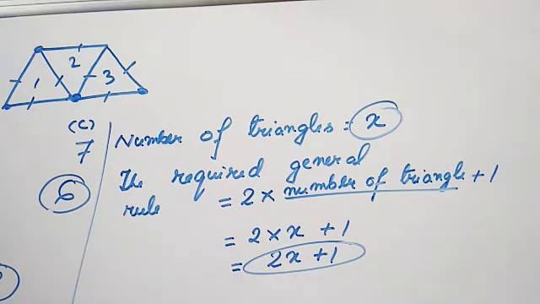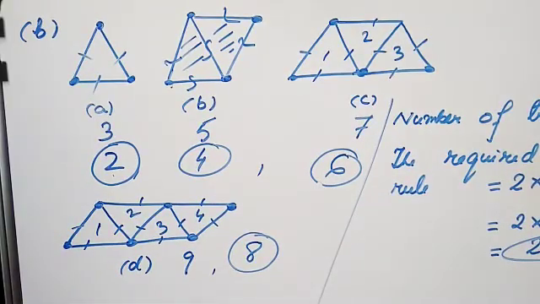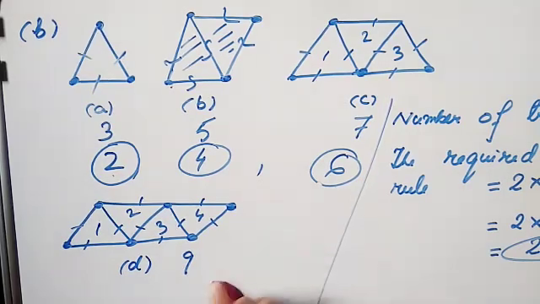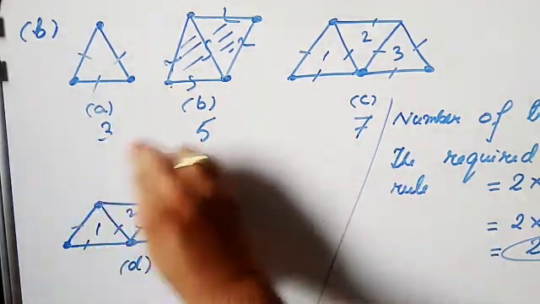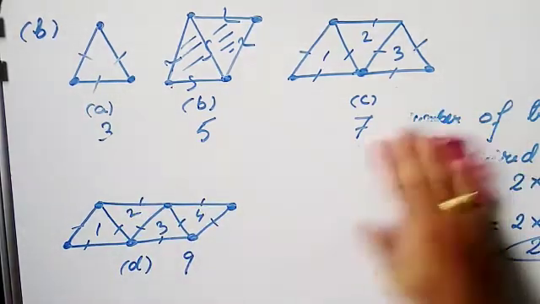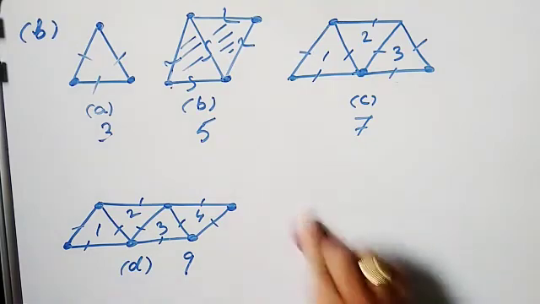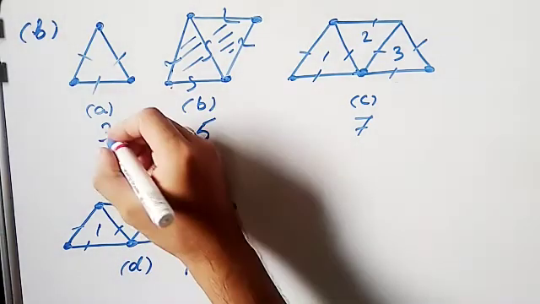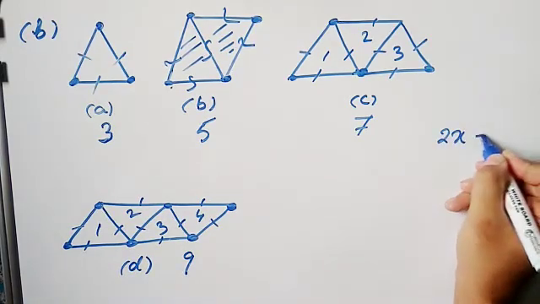So let us check whether our general rule 2x plus 1 is correct or not. In exam also, you can check in your working column whether your answer, that is your general rule, is correct or not. You can check. So let me tell you how to check. It's very simple, right? So our general rule is 2x plus 1.